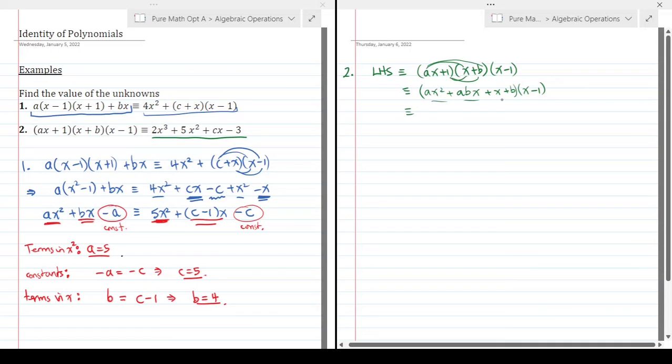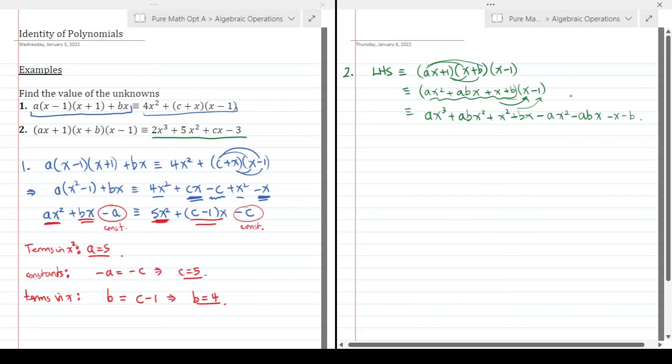I have to take each term here multiplied by x, then do the same thing with each term by negative 1. So ax cubed plus abx squared plus x squared again, since x by x is x squared, plus bx. That is each of these terms multiplied by x. Now I have to do each of those terms multiplied by negative 1. So it'll be minus ax squared minus abx minus x minus b.